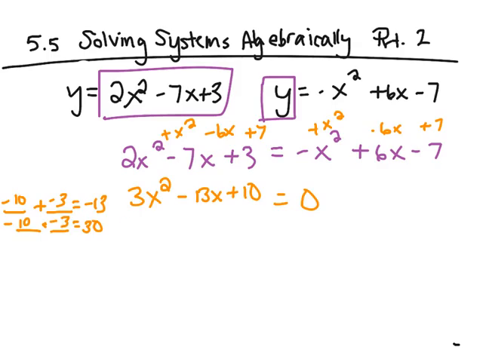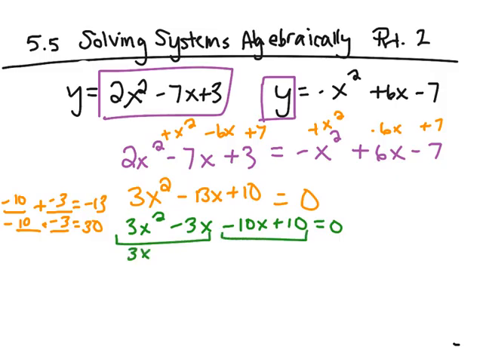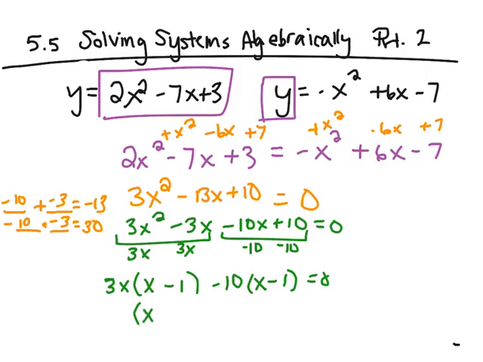From here we substitute them in. 3x squared minus 3x minus 10x plus 10 equals 0. Split it into two groups. So we have 3x times (x minus 1), minus 10 times (x minus 1). So our factored trinomial would be (3x minus 10) times (x minus 1).